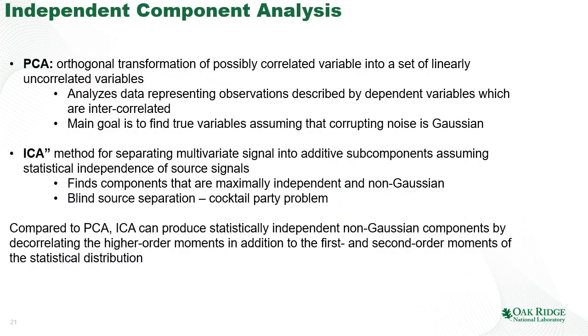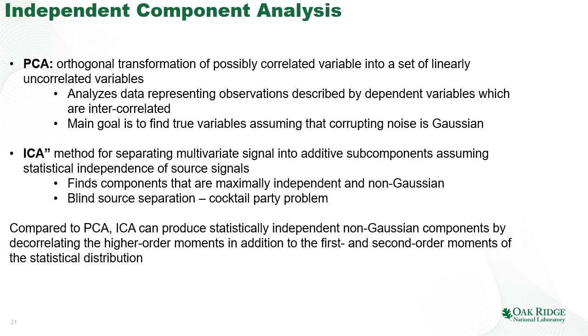Let's move on. So what about other analysis? In this case, the analysis is the independent component analysis, and this is how it compares to the PCA. PCA gives you the orthogonal transform of possibly correlated variables into a set of linearly uncorrelated components. The ICA is the method for separating a multivariate signal into additive components, assuming statistical independence of the source signals. So in some sense, it goes against the law of big numbers.